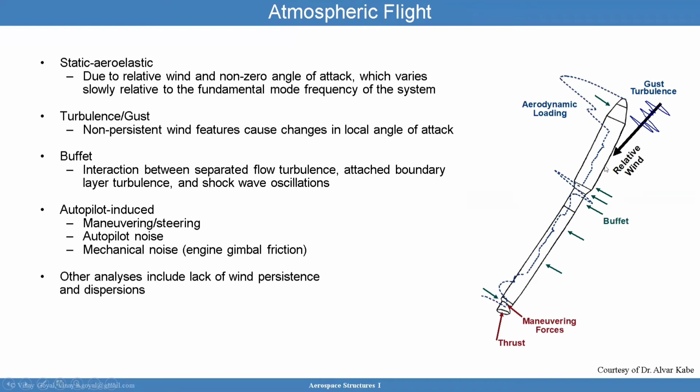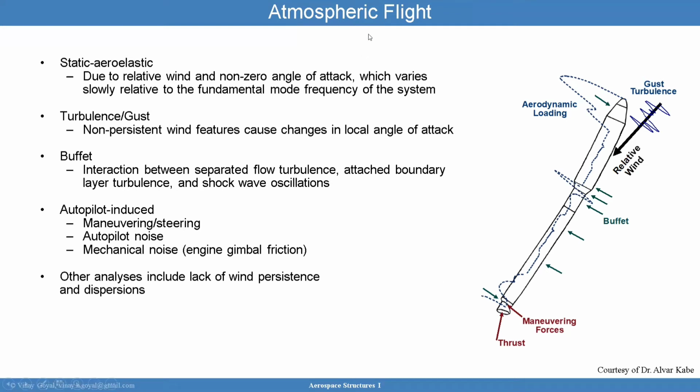Then you have the turbulence gust, which is a non-persistent wind that, say, looks like this, that causes changes in the local angle of attack. Then you have the buffet loads. The buffet loads are an interaction between the separated flow turbulence, here as an example, attached boundary layer turbulence, and shock wave oscillations. Then you have the autopilot induced loads, which is maneuvering and steering. So these are maneuvering force and thrust load, and autopilot noise, and mechanical noise from, say, as an example, engine gimbal friction. Other analyses could include lack of wind persistence and dispersion.